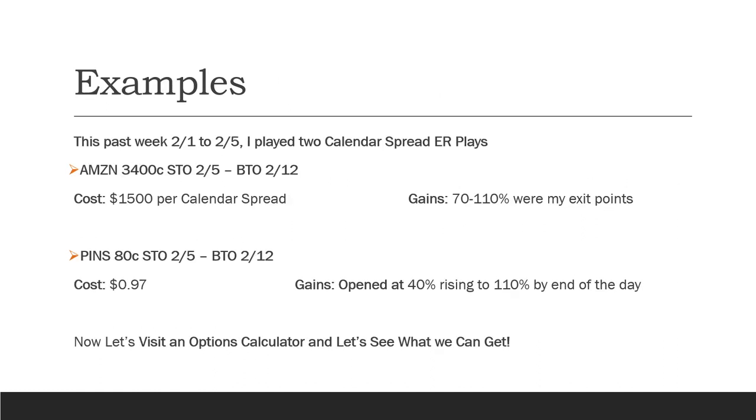So some examples, if you were in the Discord chat, you probably saw these already. I'm going to catch up with chat real quick here. One second.